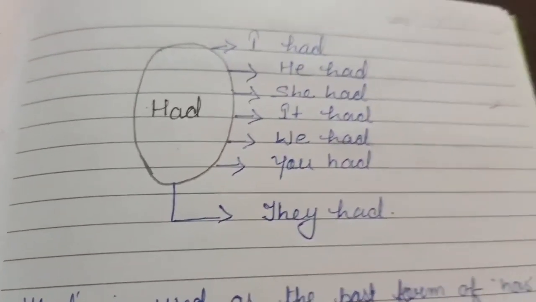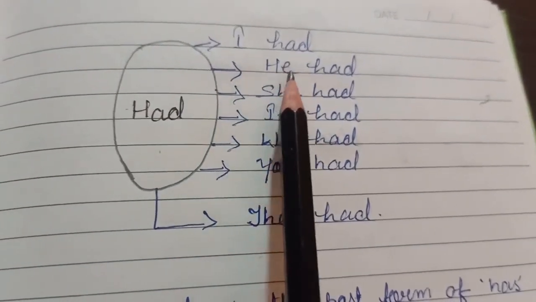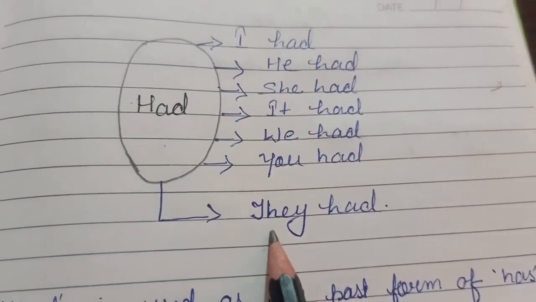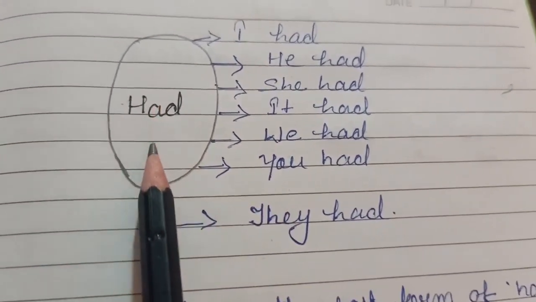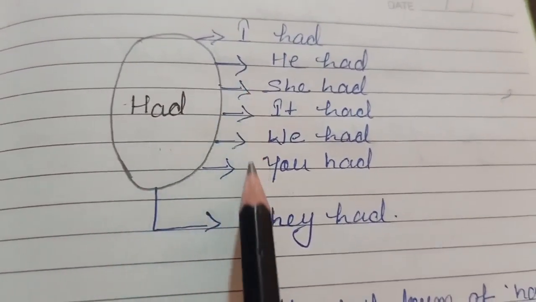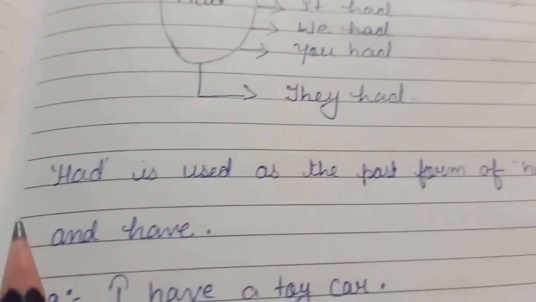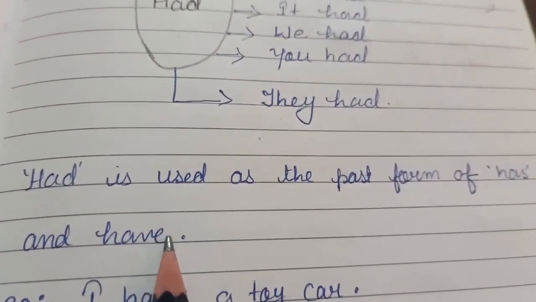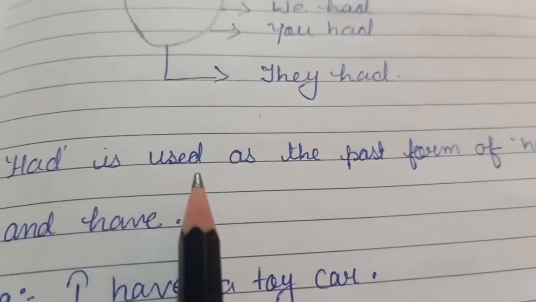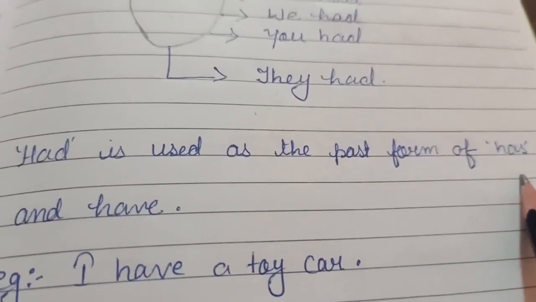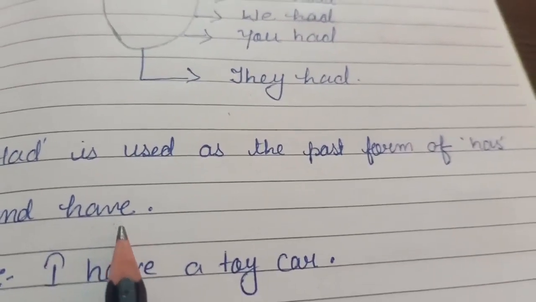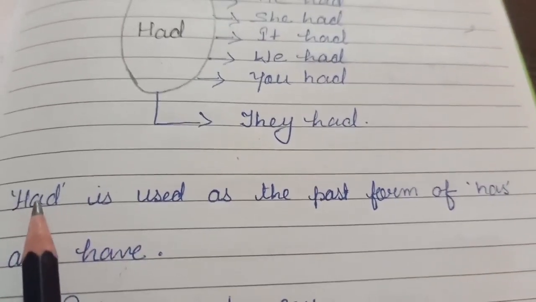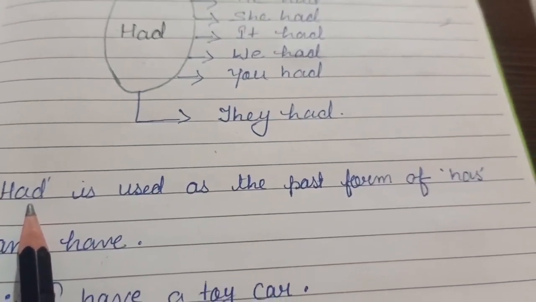We use had with I, he, she, it, we, you, they. It means we use had with all the subjects. So let's see here. Had is used as the past form of has and have. It means we use has and have in present tense and we use had to show the past tense.